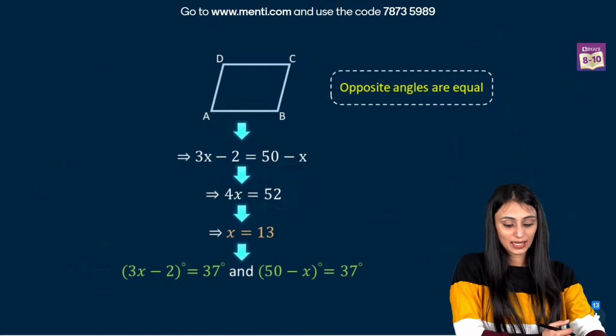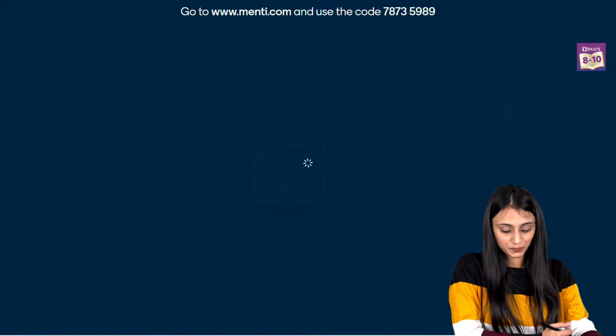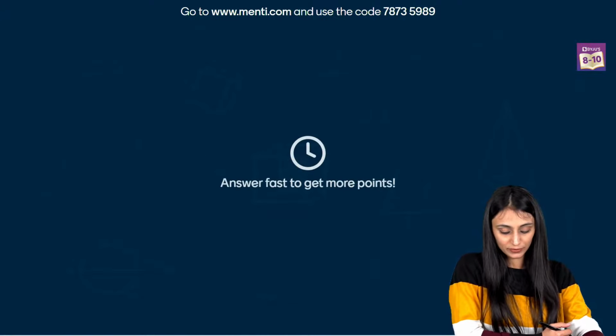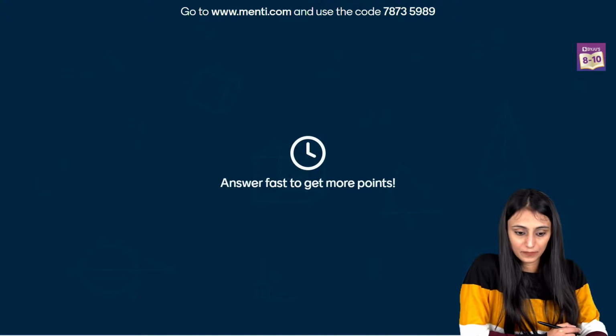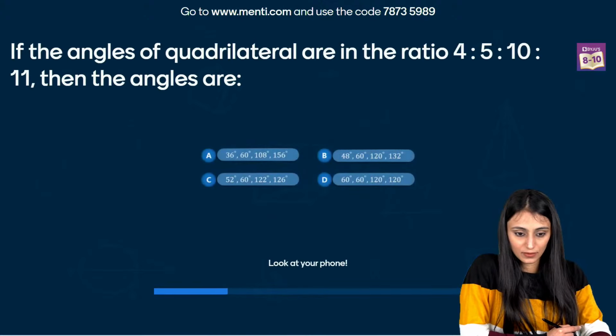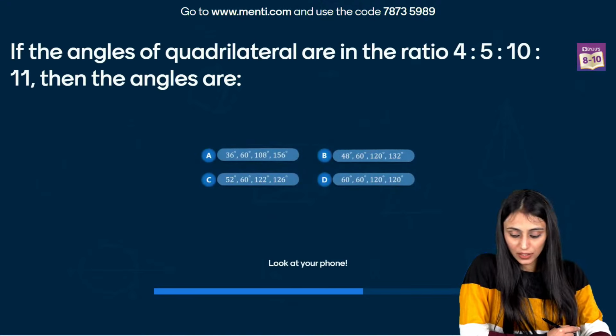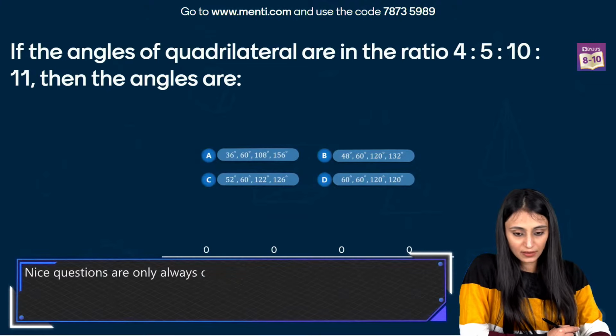Alright. Okay, let's take a look at the next question now. Question number 12. If the angles of a quadrilateral are in the ratio 4:5:10:11, then the angles are.